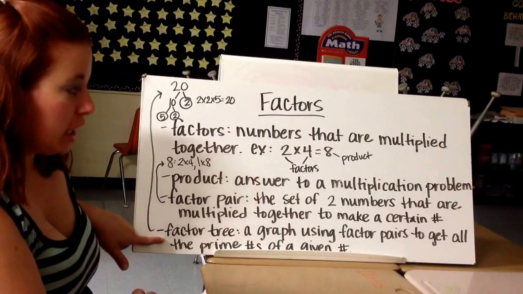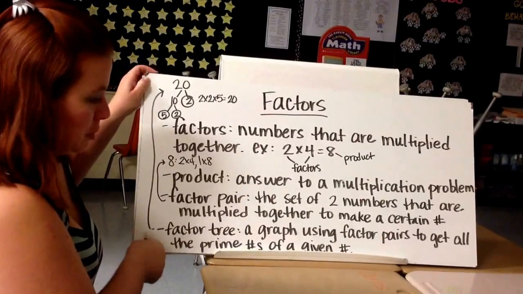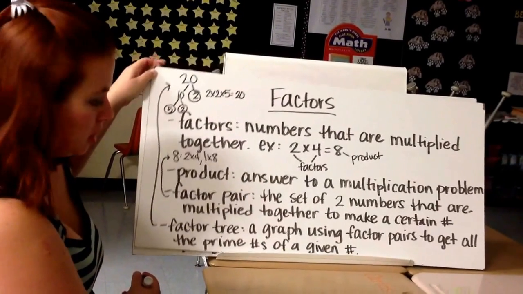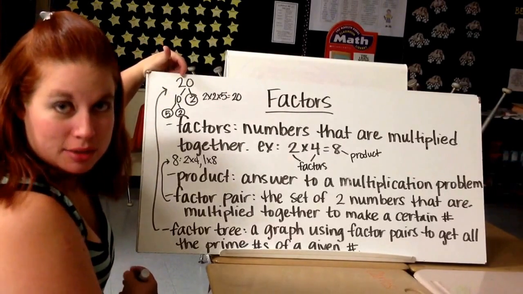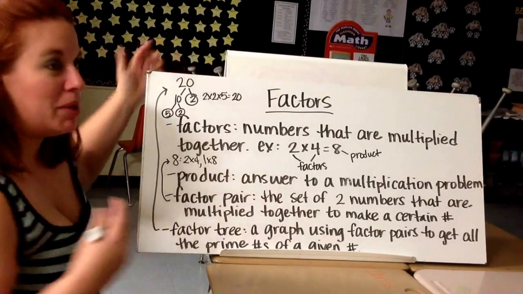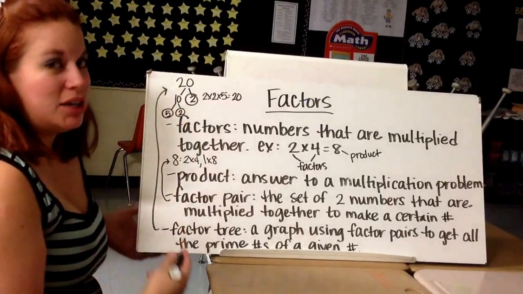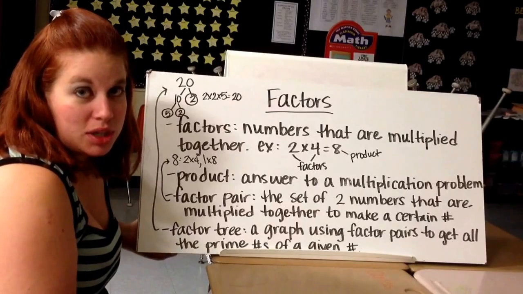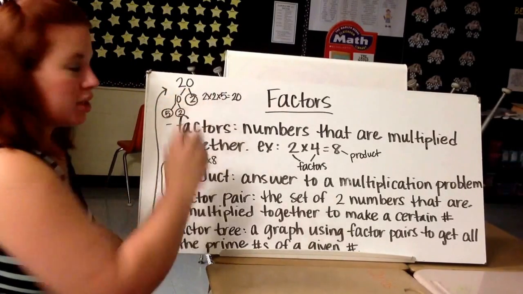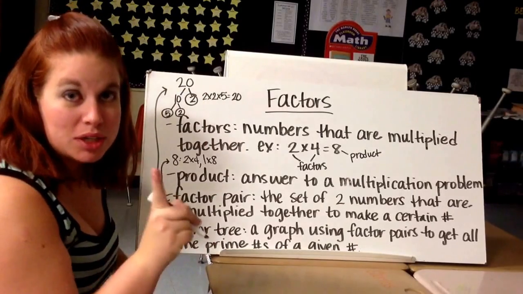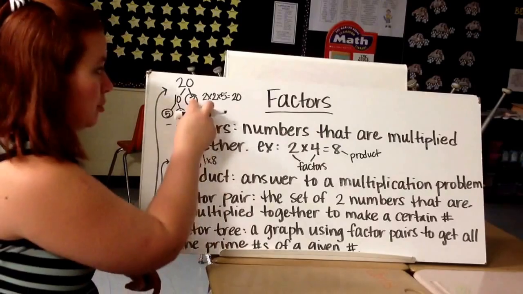A factor tree is a graph using factor pairs to get all of the prime numbers of a given number. So let's follow our line. 20 is our number. So I'm going to pick any two numbers that equal 20, and I picked 10 and 2. Well, I know that nothing besides 1 and 2 equal 2, so 2 is a prime number, so I circled it. Prime number means it only has one factor pair, and that factor pair is 1 times the number.